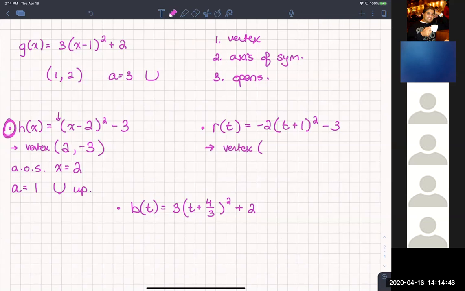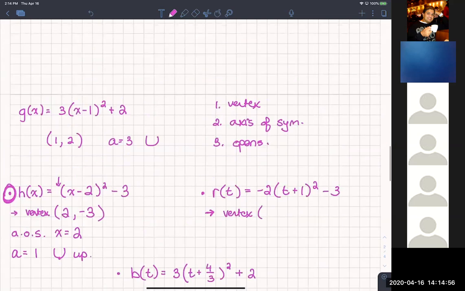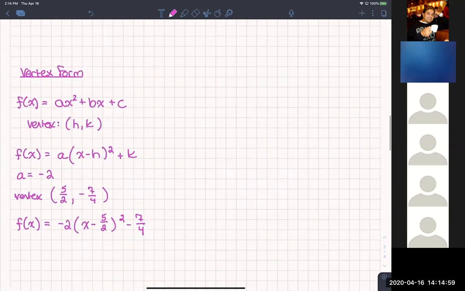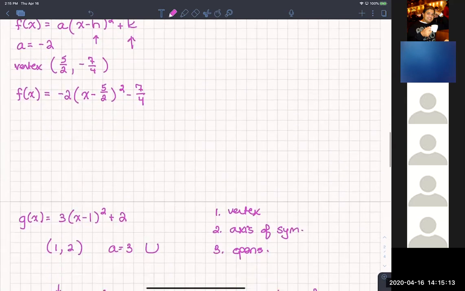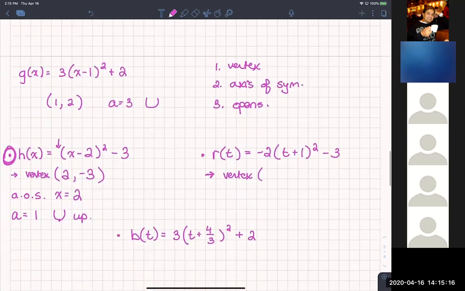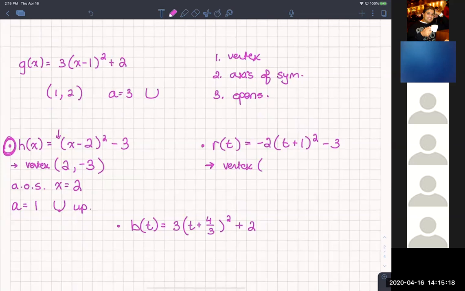Now, what is my vertex here? What is h? Remember your vertex form of this equation. It's y equals a times (x minus h) squared plus k. So h is the number being added or subtracted on the inside, and k is the number being added on the outside. In this equation right here, what is h?